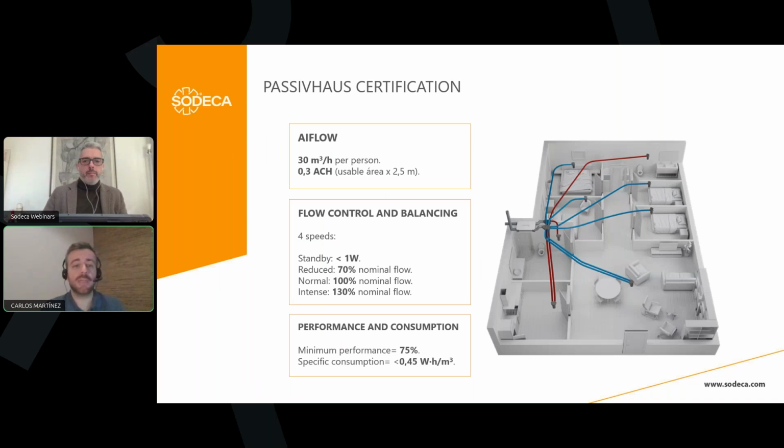So at the end of the day, we are calculating the airflow, but we need to bear in mind this 30% more to achieve the intense speed. Okay. So for example, if we have 100 cubic meters per hour that we calculate using one of the two methods I told you, we need to select a heat recovery unit able to give us 130 cubic meters per hour to achieve this intense speed.